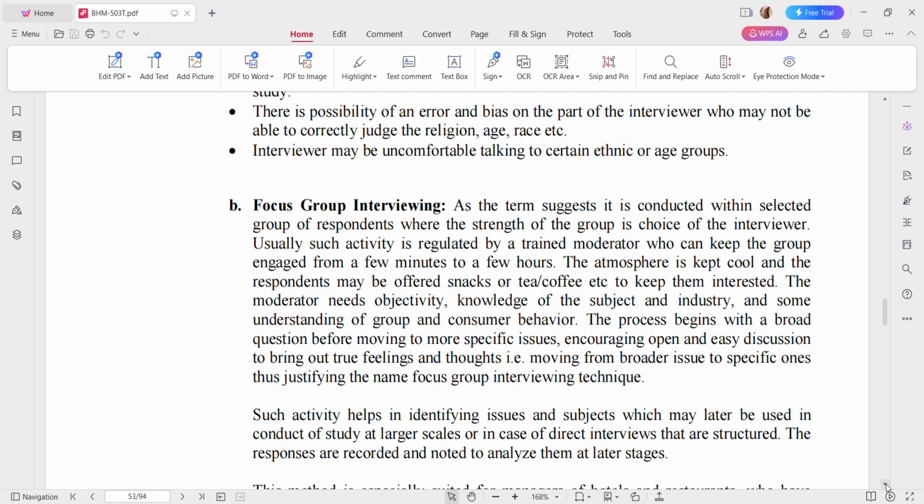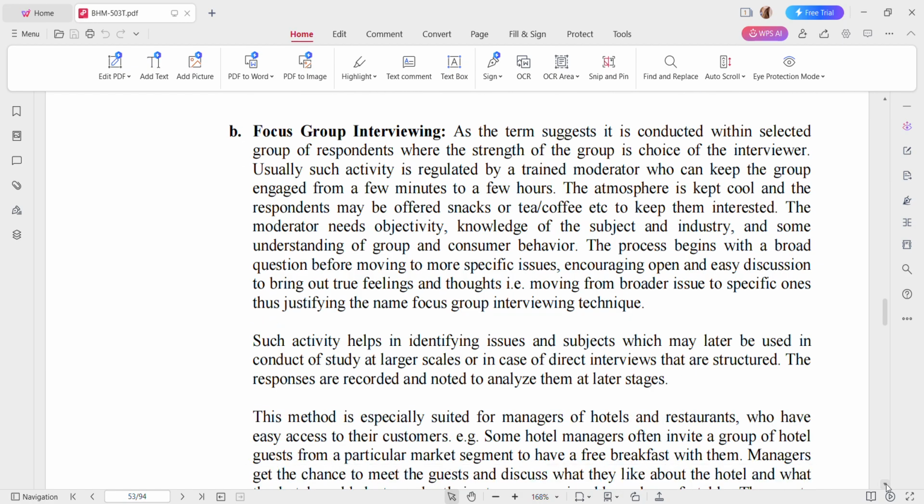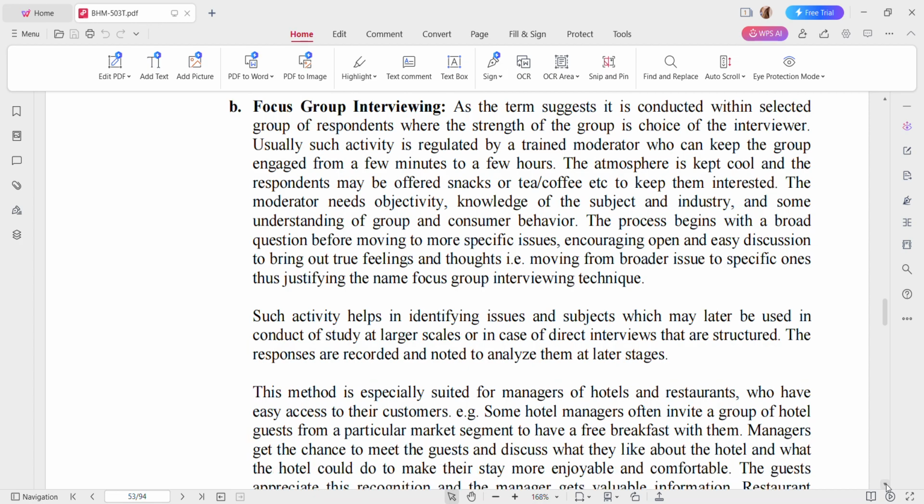So the process begins with broad questions before moving to the more specific issues. Ito siya. So may process yan. Usually, when you do focus group, mayroon yan siyang how you start it. So para siyang lesson planning, mayroon kang step by step na susundin. Parang guide mo lang in doing focus group. Kasi kung hindi siya bigyan ng tamang proseso, sayang ng effort, no? So such activity helps in identifying issues and subjects which may later be used in the conduct of study.